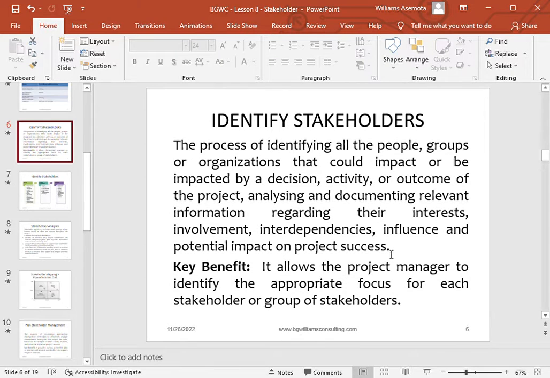All right. So that is the key, or how important it is to identify all your stakeholders.